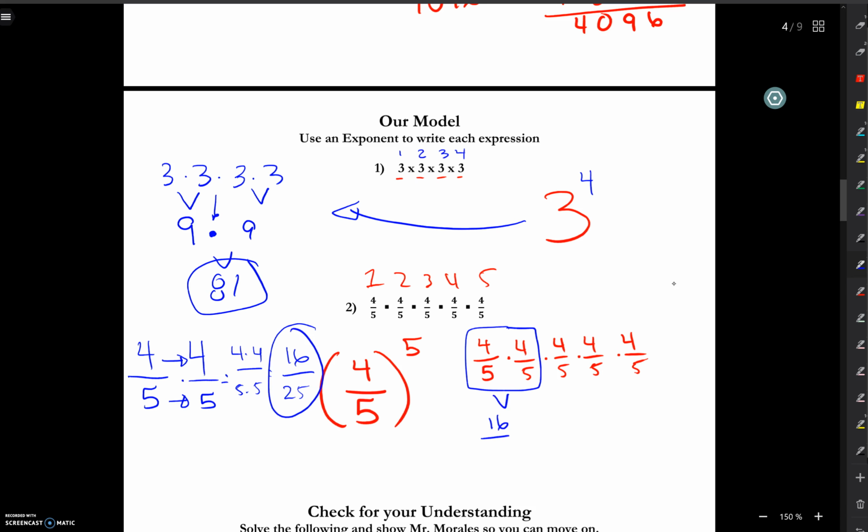So this would be 16 over 25. And then we have another 4/5. This would also be 16 over 25. So we're going to multiply 16 over 25 times 16 over 25 and times 4/5. So we're going to multiply all of this answer times 4/5. And so we would get this really big answer.